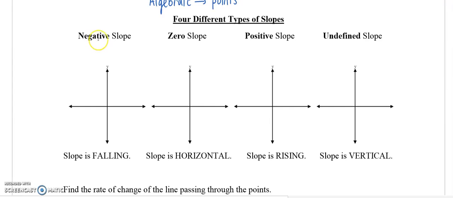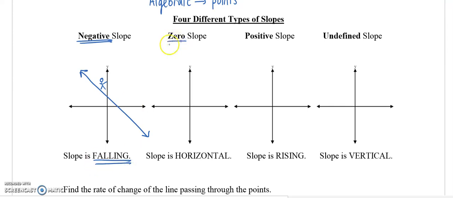You could have a negative slope. If you have a negative slope, again, think about how we read books left to right. We read graphs the same way. So if you have a negative slope, that means you're going to have a line that's going down left to right. Think of it as if a person were to walk that line, they'd be going down. They'd be falling. That's a negative. Negative slope means the slope is falling.